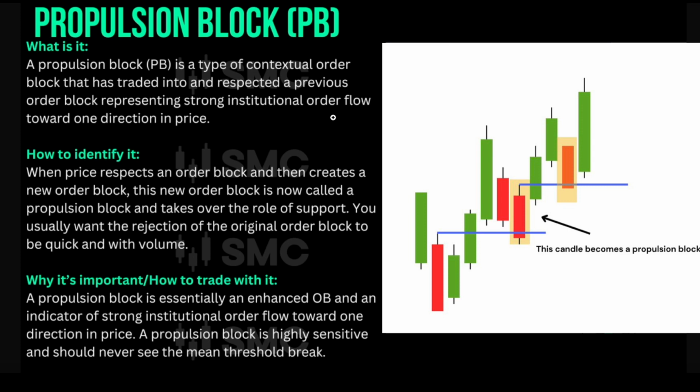Why is it important and how to trade with it? A propulsion block is essentially an enhanced order block and an indicator of strong institutional order flow toward one direction in price. A propulsion block is highly sensitive and should never see the mean threshold break. So that's important to remember guys, a propulsion block is highly sensitive and should never see the mean threshold break.